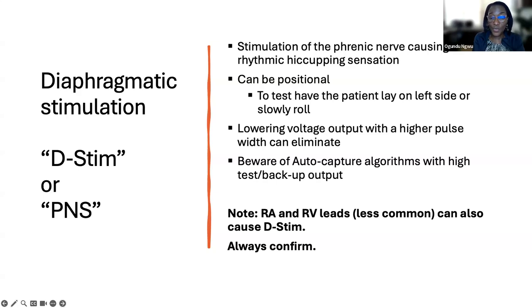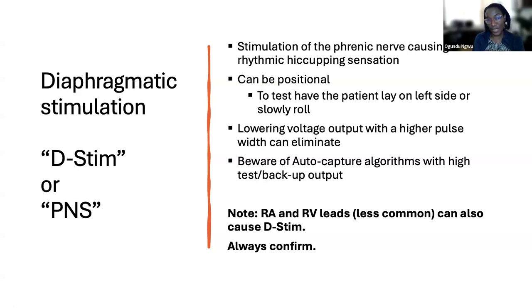It's not unusual too that after you've sent a patient home, these leads are sitting in blood vessels, so they're not really fixed. So sometimes patients can show up to clinics saying that they're having hiccups all the time, which is essentially diaphragmatic pacing. So something that you can do is to lower the voltage and use a higher pulse width to see if you can eliminate diaphragmatic capture.